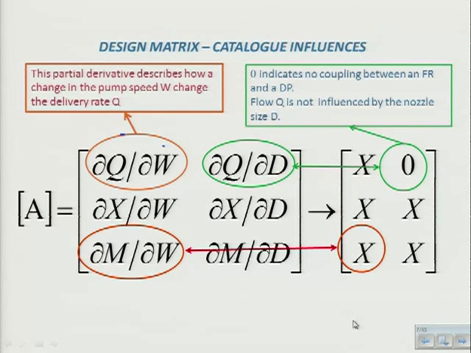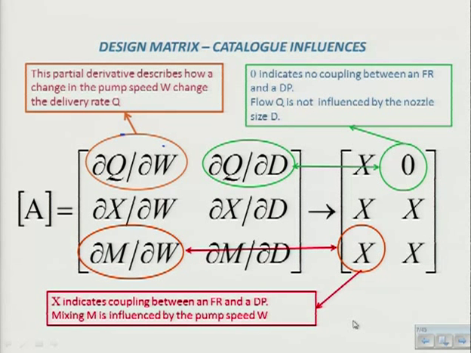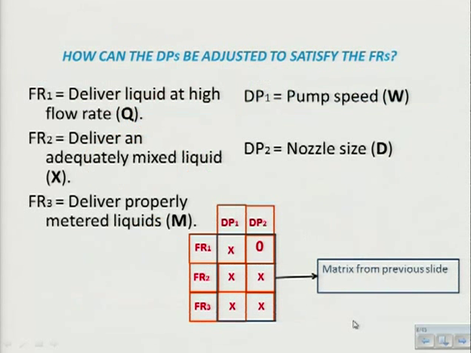Here's another element of the matrix. So this is saying that the mixing is influenced by the pump speed. So that's what we were just talking about. All right, so here's another way of looking at this matrix, with the X's and the O's. And so a lot of what we're going to be doing is just X's and O's.